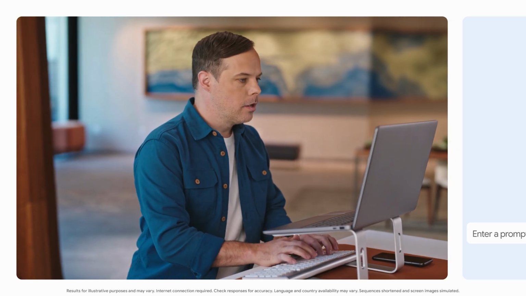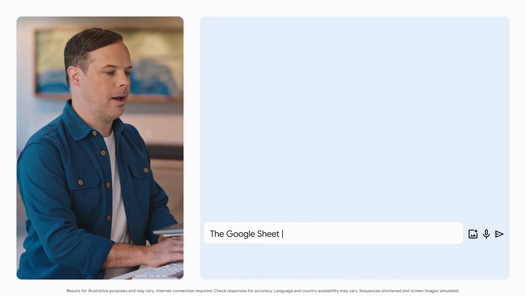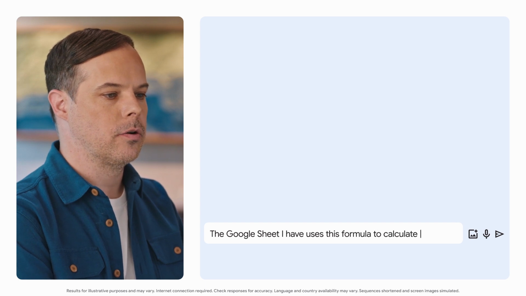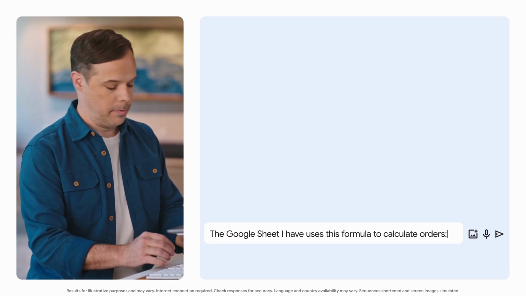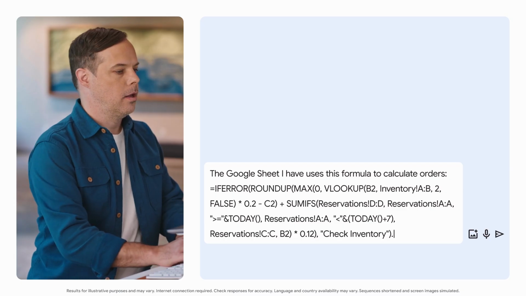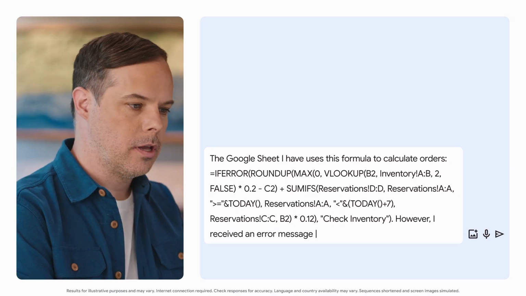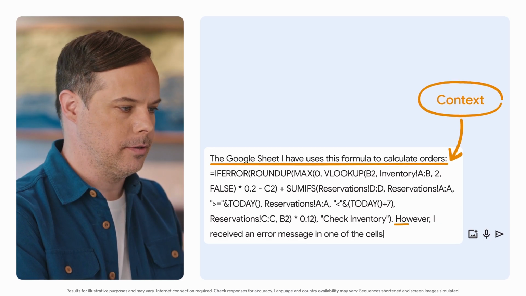Let's try another one. Have you ever received an error message in your spreadsheet and not known what to do? Let's prompt Gemini to learn how you can figure out where those errors are coming from. The Google Sheet I have uses this formula to calculate orders. I'll paste in the formula. However, I received an error message in one of the cells.